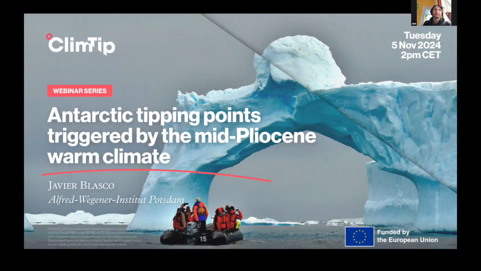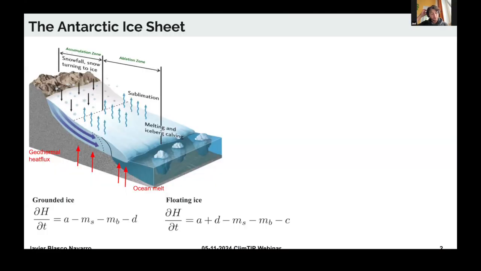So what I will present here is a work we published regarding the Antarctic tipping points, which were triggered during the Mid-Pliocene warm climate. This study was part of the previous project, the TIPES project, which is very much related to this ClimTip. We were also looking for tipping points. And well, my main focus is tipping points of ice sheets. So I will start just introducing a bit about ice sheet processes.